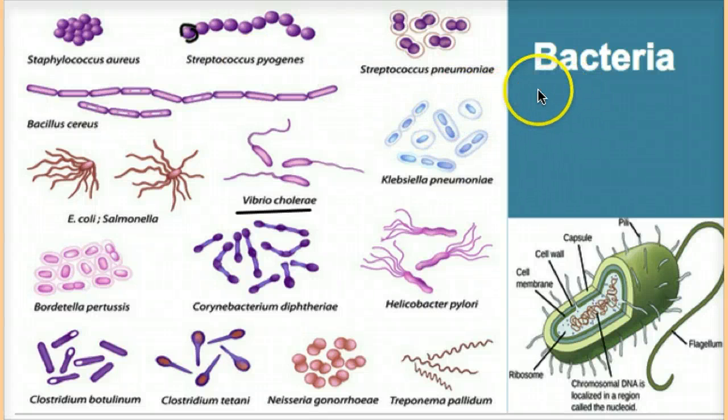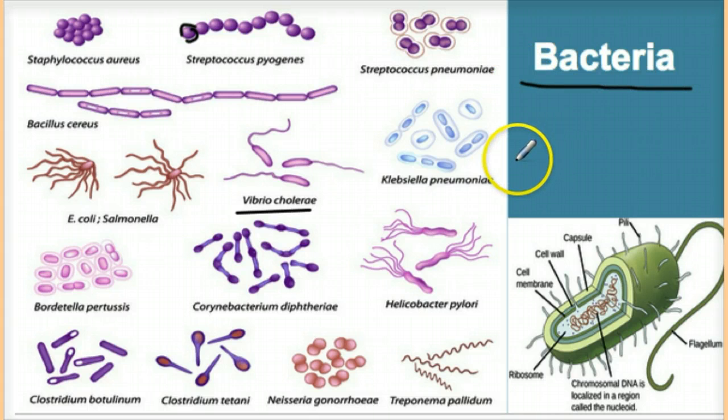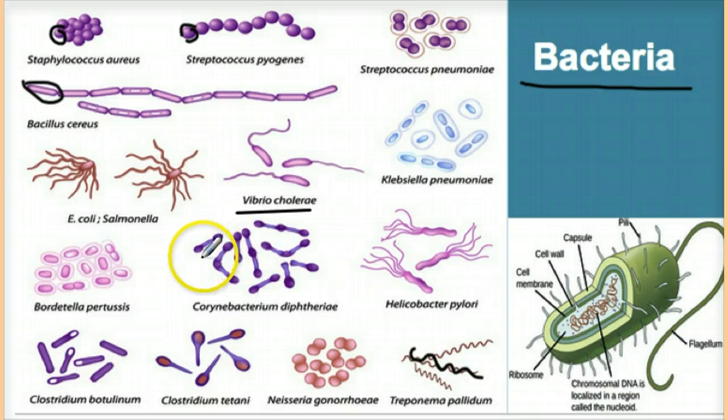Hi everyone, so today we're going to talk about bacteria. One very important thing that I want to tell you at the beginning of today's lesson is that bacteria have many different shapes. There is the circular type, the rod shaped type, and the spiral type, and bacteria can be good for us or they can be bad.